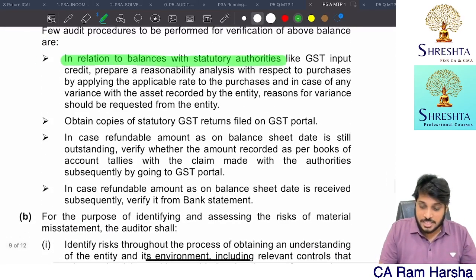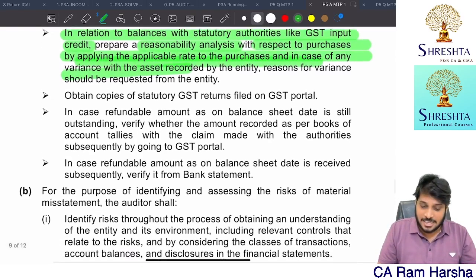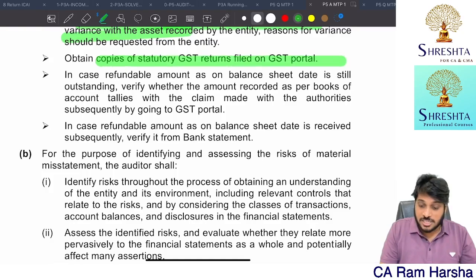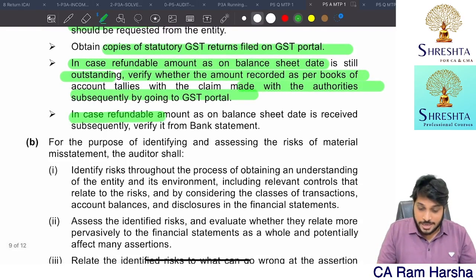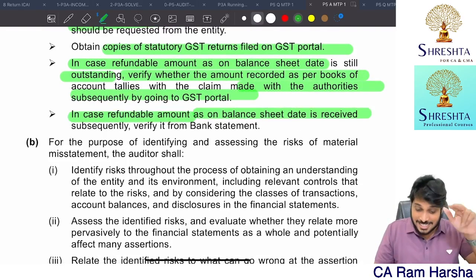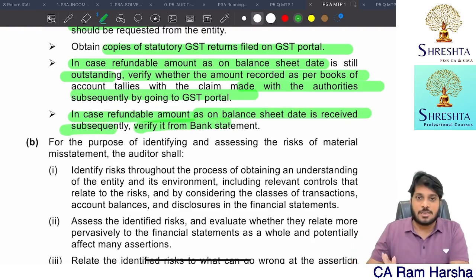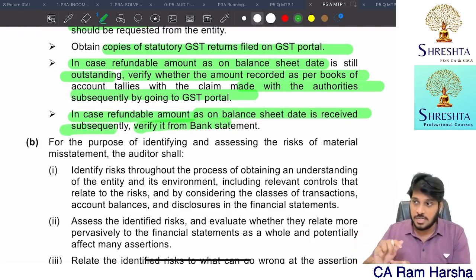In relation to balance with statutory authorities like GST input, you have to prepare a reasonability analysis with respect to purchases by applying an analytical procedure. Get a copy of GST returns filed. In case the refundable amount as on the balance sheet date is still outstanding, verify whether the amount recorded matches with the records on the GST portal. In case the refundable amount as on the balance sheet date is received subsequently, verify it from the bank statement. If the company claimed the refund and got the refund, check the bank statement.